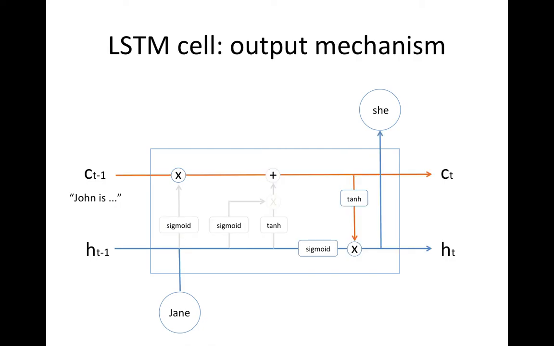Also, we want to know about the output mechanism. So we forgot about John and we added the new information Jane to the memory cell, and now it's time to output the subject here. So we are using information from the memory cell, and we are using information from the previous hidden state and the input, and the sigmoid, and multiplying them, and this output value goes to the output and also to the next hidden state. That's how the LSTM works. I hope this video helps you understand LSTM, and I will see you in the next video.